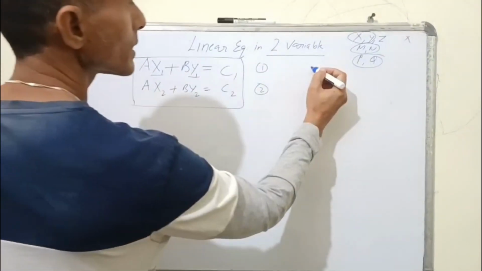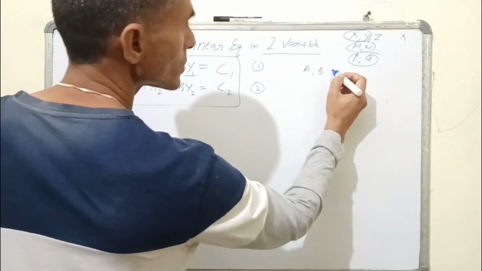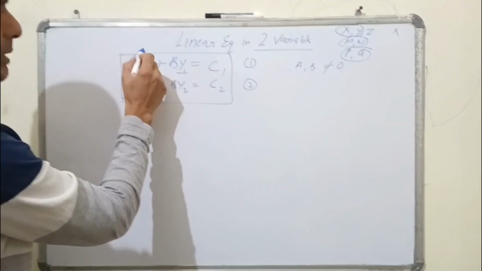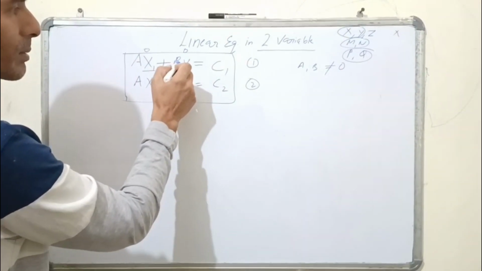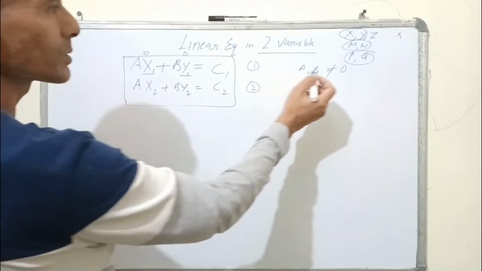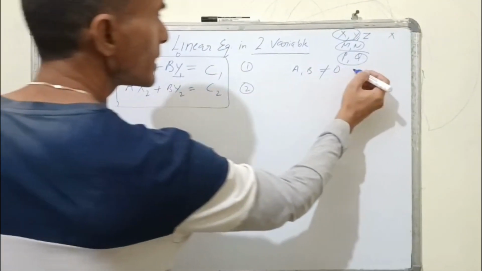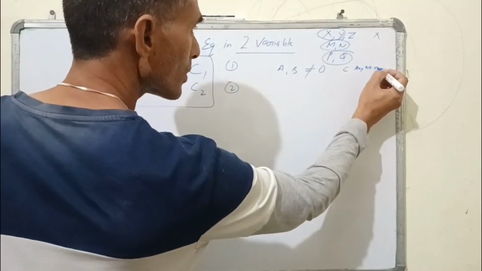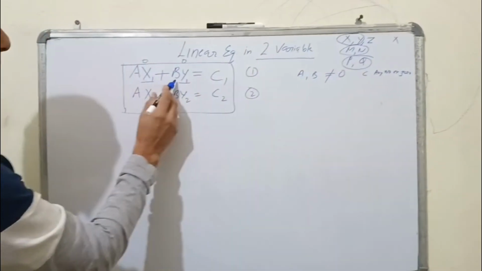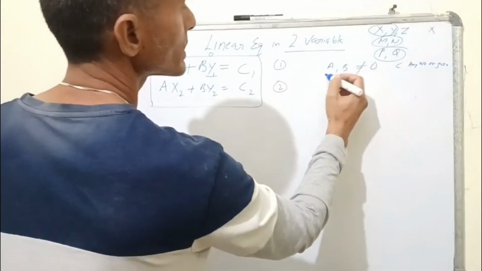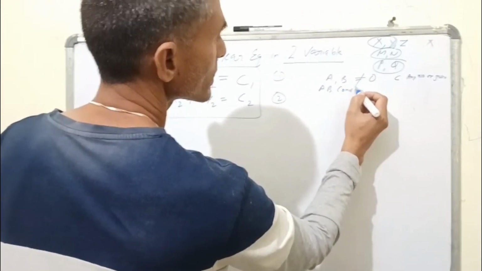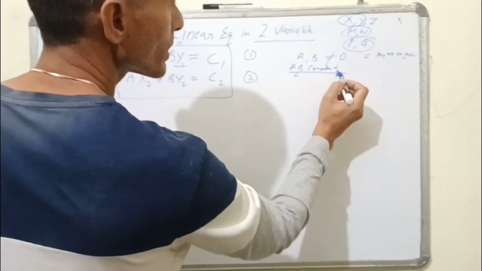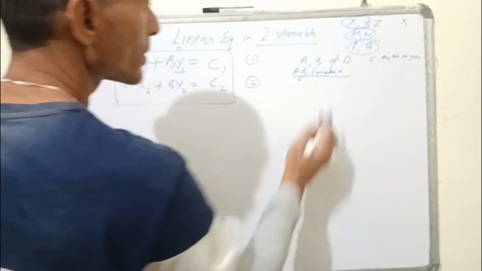Now in this situation a and b should not be equal to 0, because if you make a and b 0, then this whole portion becomes 0. This also becomes 0, because whatever you multiply with 0 becomes 0. So a and b cannot be equal to 0, but c can be equal to 0. c can be any number or 0. a and b are definitely numbers, only constants, but they cannot be 0. a, b, c, all three are constants, but the only condition is a and b should not be equal to 0, but c can be equal to 0.